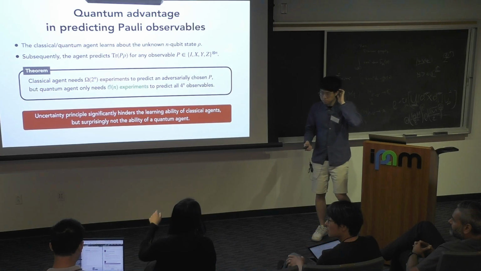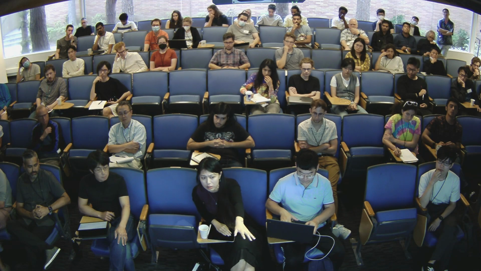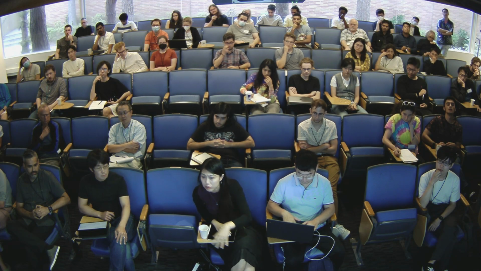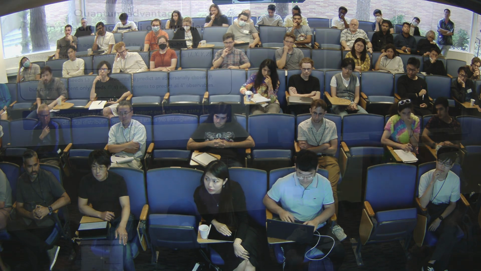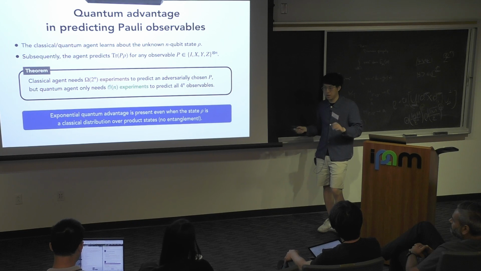Question. You mentioned this also works for classical probability distributions. Then what is the analogy of the uncertainty principle? Yeah, so it's actually a classical distribution over product states. So it cannot be just the 0, 1 basis states. And there's no uncertainty principle.